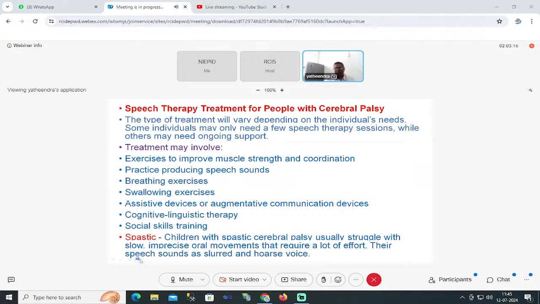The internal muscles, we may not be able to do something with the respiration, but breathing exercises can improve lung muscles. Also swallowing exercises, assistive devices or augmentative communication devices, cognitive linguistic therapy, and social skill training. So majorly children with cerebral palsy require these sorts of therapies.